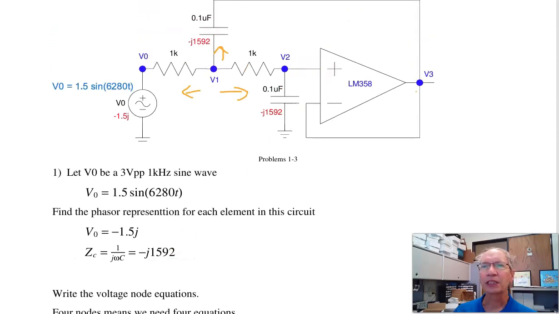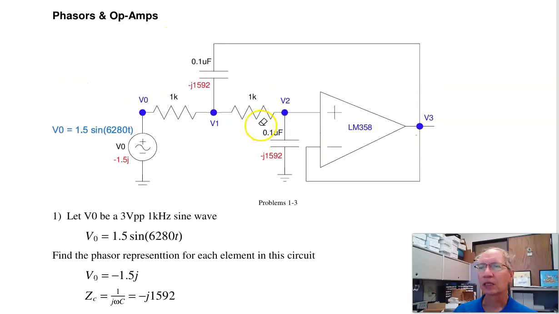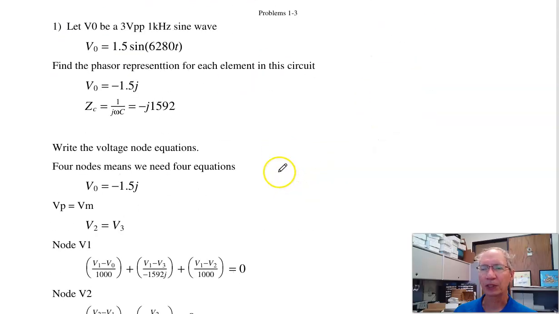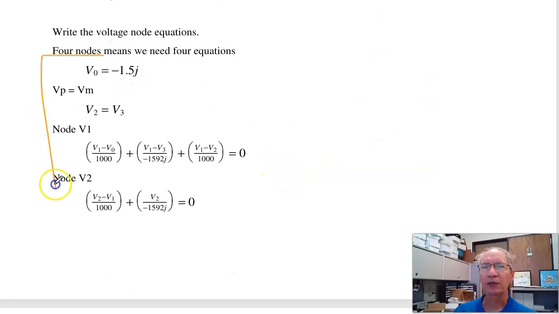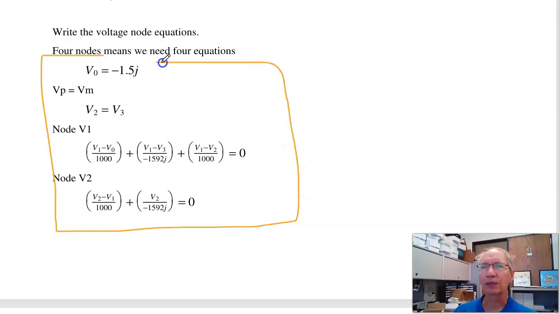The last equation is at node 2. The current left plus the current down equals 0. V2 minus V1 over 1K plus V2 over minus j 1592 equals 0. So here's my 4 equations for 4 unknowns. Solve.